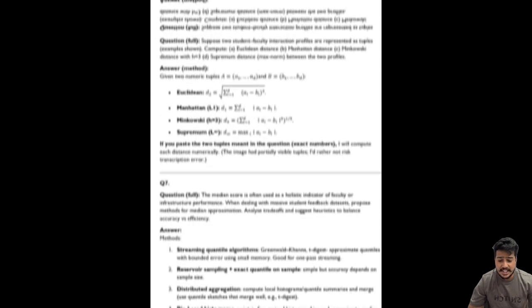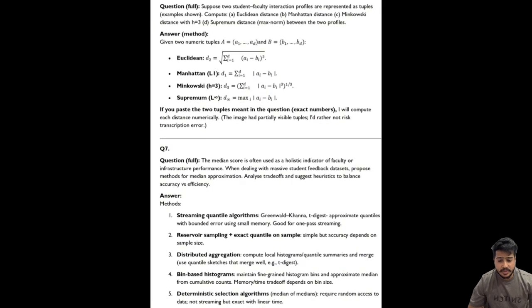Now question 6, that is here again. Suppose two student feedback profiles are represented as tuples. Compute the Euclidean distance, Manhattan distance, Minkowski distance with h equal to 3, and the supremum distance, the max norm, between the two profiles.